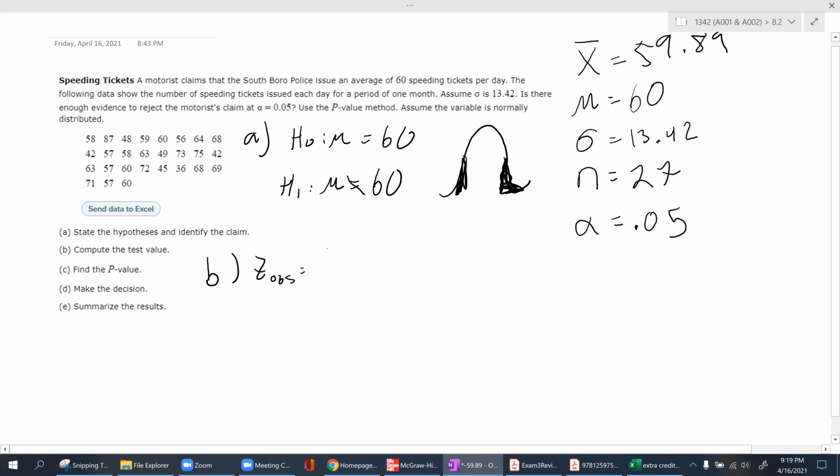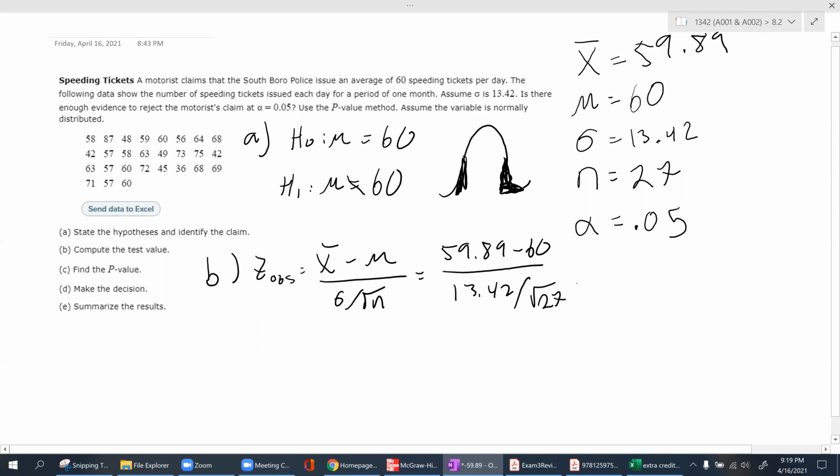This here is going to be my x bar minus mu over sigma over square root n. Remember, this is standard error. So I'll get 59.89 minus 60, all over 13.42 divided by the square root of 27, which is 3 square root of 3. When we do that, we should get negative 0.04. This is going to play an important part.